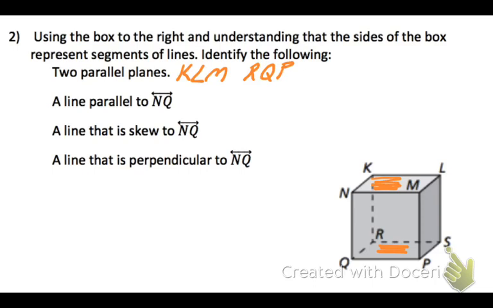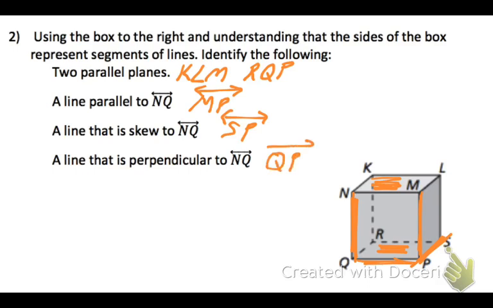A line parallel to NQ, NQ is on this side, so a line parallel to it might be something like line MP. A line that is skew to NQ might be a line like SP. SP goes a different direction and is not in the same plane as NQ. Finally, a line that's perpendicular to NQ might be something like QP, forms a right angle with it and intersects at one point.